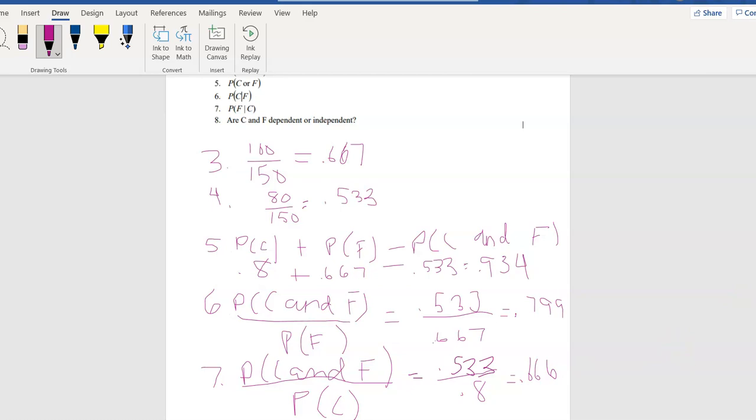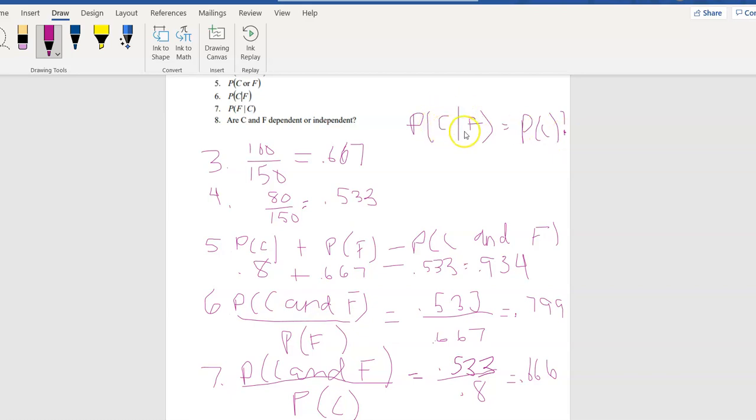All right, now number 8, are C and F dependent or independent? Now this is difficult to tell from a contingency table. So instead, let's use the definition of independence. All right, so our definition of independence says that the probability of C given F will be equal to the probability of C if they are independent. So let's see if that is true. Now, likewise, we could say the probability of F given C is equal to the probability of F. We can do either one to check for independence.